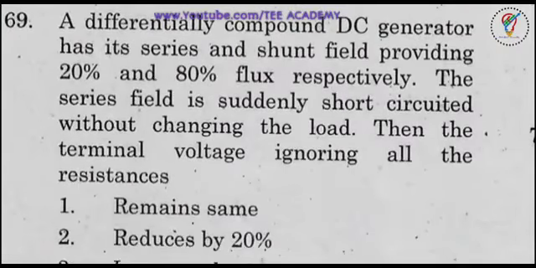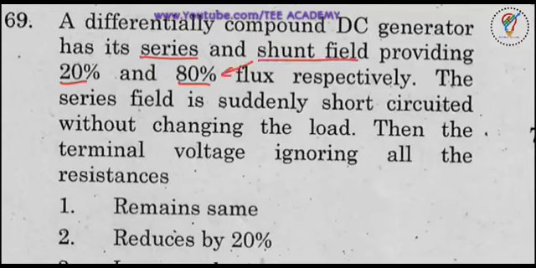Next, it is a little bit interesting question. It is from DC machines. So friends, observe here. A differentially compound DC generator, in which we have two windings, right? Series winding and shunt winding, as you studied, has its series and shunt field providing 20% and 80% of the flux respectively. So the series field winding is providing 20% and the shunt field is providing 80%.